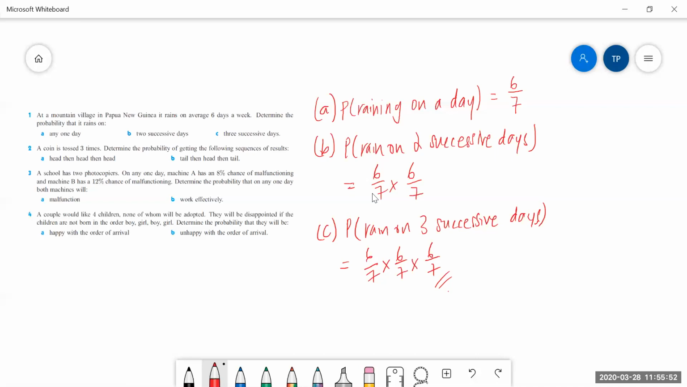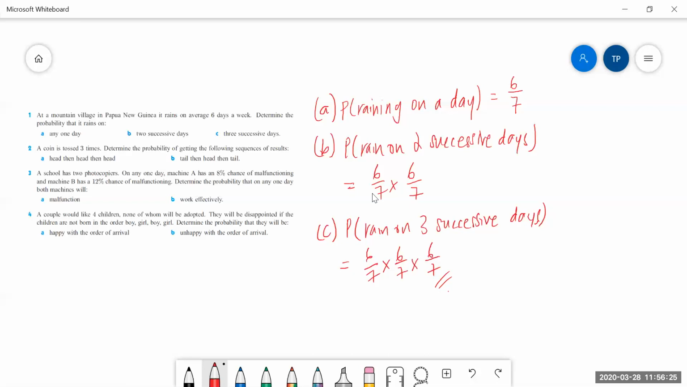We are assuming that today and tomorrow are independent days. If it rains today, it doesn't mean there will be less water in the sky. Geographically, it should be that way, because there'll be fewer rain clouds, so it may not rain tomorrow if it rains today. But in this case, we are assuming that on all days they are independent. That's why we can keep using 6/7.